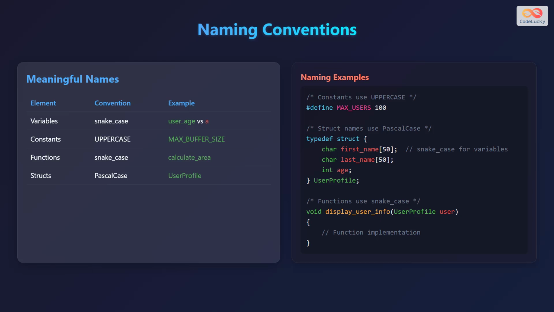Let's look at some naming examples. We define a constant, MAX_USERS, in uppercase. Our struct, UserProfile, uses Pascal case and includes variables like first_name, last_name, and age, all using snake case. The function, display_user_info, follows the snake case convention, making the code easier to understand and maintain.